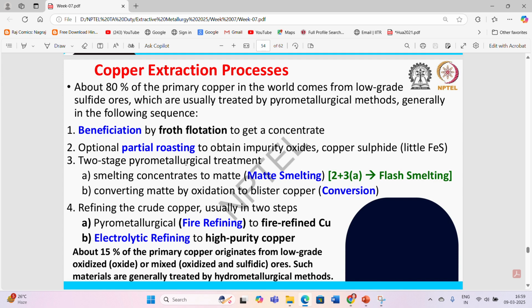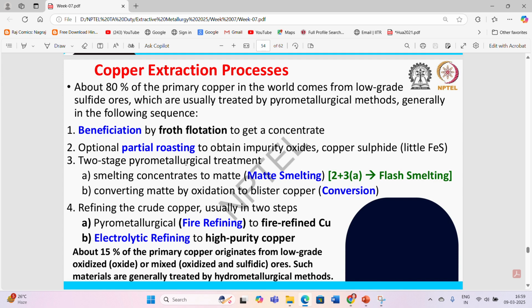So before going for the pyrometallurgical process, we have to get it concentrated. From 0.8% we have to go for at least 20% concentration, 20% grade.